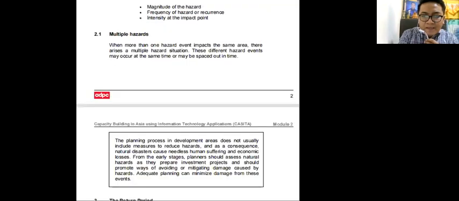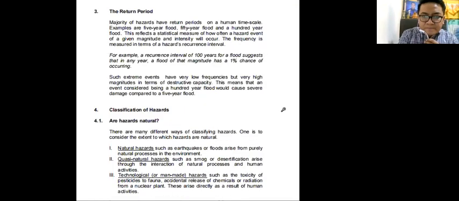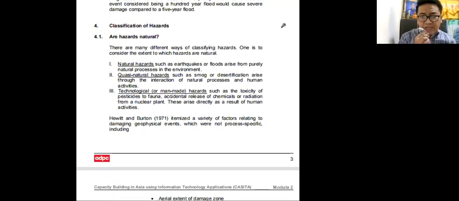Okay po? Next po natin, ito po. Classification of hazard. Are hazards natural? Ayun po yung tanong natin. Pwedeng sabihin po natin na masasagot po dun sa tatlong punto na meron po tayo. There are many different ways of classifying hazard. One is to consider the extent to which hazards are natural. When you hear natural hazards, such as earthquakes or floods, they arise from purely natural processes in the environment. Pag sinabing natural, very natural lang.